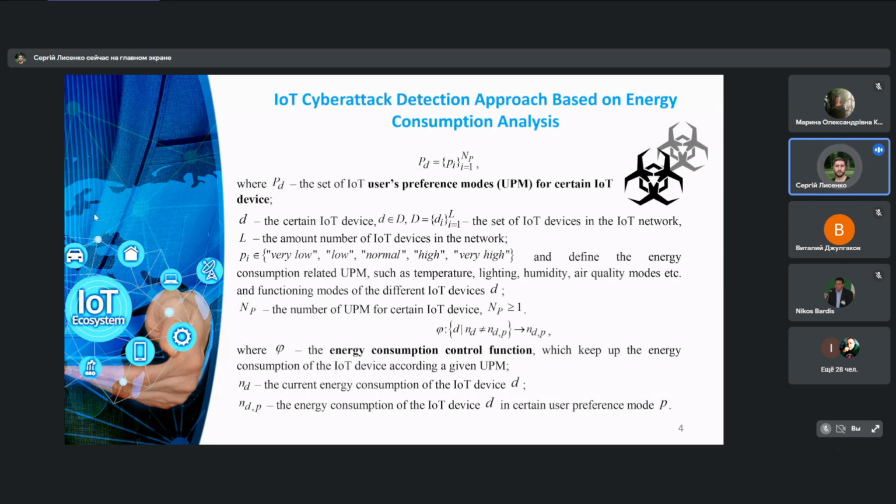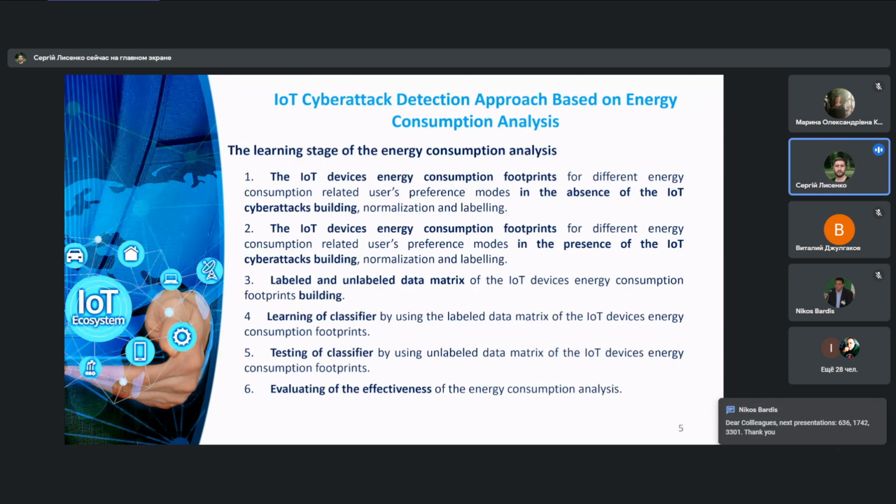Also, this model includes a set of devices in the network, a number of devices. We have to define the energy consumption related to the user's preferred mode, such as temperature, lighting, humidity, air quality modes, etc. And we deal with an energy consumption control function, which keeps up the energy consumption. We take into account current energy consumption in a certain mode and under the attacks. So the idea includes two stages because it uses some machine learning algorithms. So it has learning and testing stages.